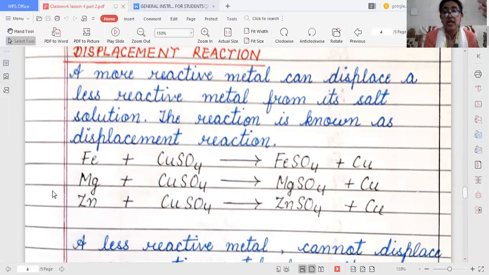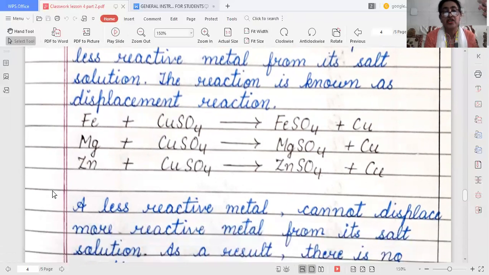Like iron, Fe, displaces copper and forms FeSO4, and copper is displaced. Magnesium forms magnesium sulfate, copper is displaced. Zinc forms zinc sulfate, copper is displaced. Why? Because iron, magnesium and zinc are more reactive than copper.